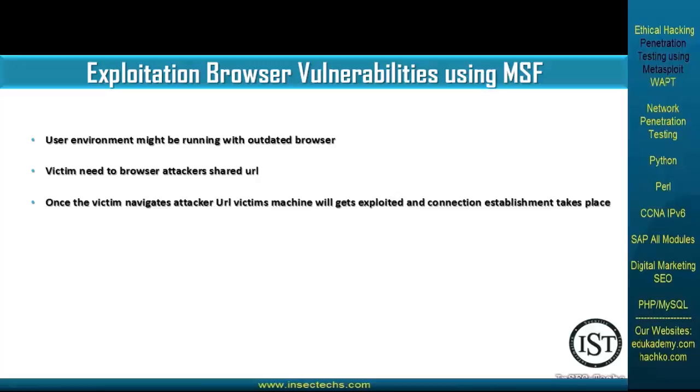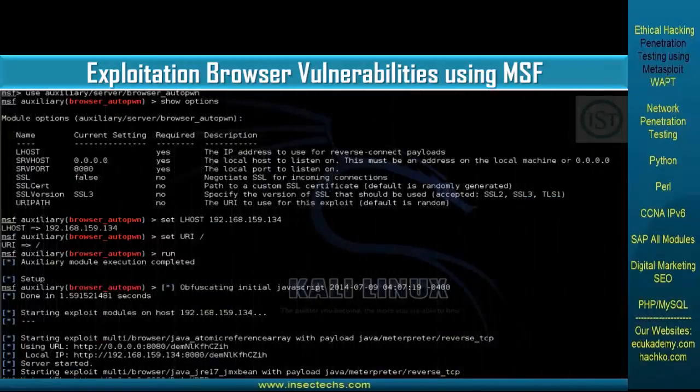In my lab machine, I am running an outdated web browser, that is Internet Explorer. So here the user environment might be running with an outdated browser. The victim needs to browse the malicious URL which is supplied by the attacker, right? And whenever the victim opens this malicious URL and visits the web page, automatically his machine will be compromised and we will be accessing his session. So very easy, you just need to use an auxiliary module called browser_autopwn, supply the settings, and run the module. Very easy. Now let's do this.